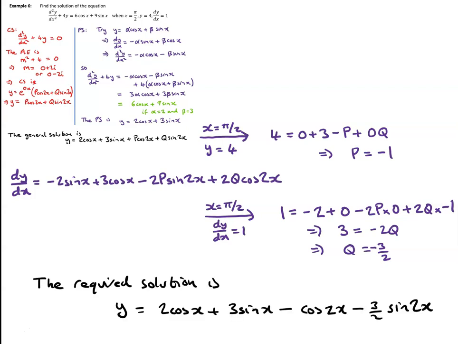So the required solution in this case is y equals 2 cos x plus 3 sin x minus cos 2x minus 3 over 2 sin 2x.